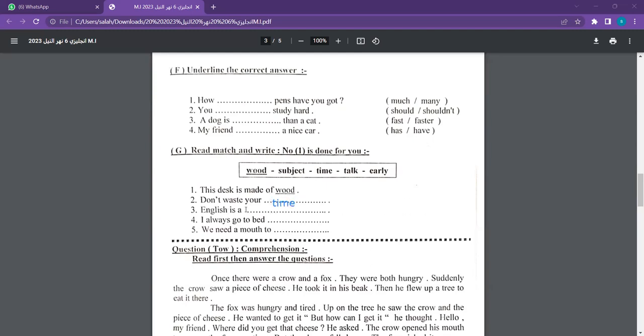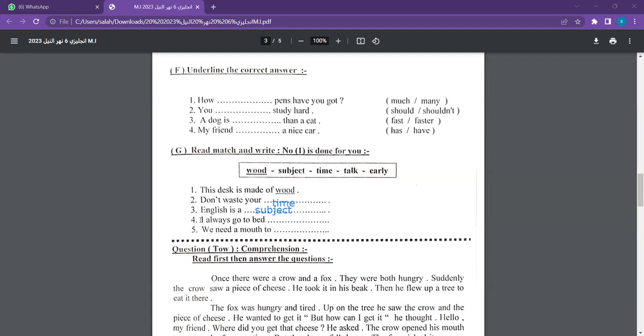Okay. Number three. English is a subject, a talk, early. Which one is right? Subject. Yes, English is a subject. Very good. And Arabic also is a subject. Mathematics is a subject. Geography is a subject.